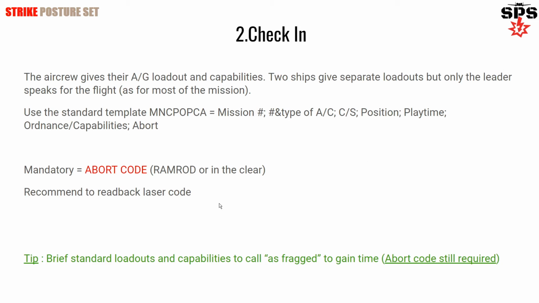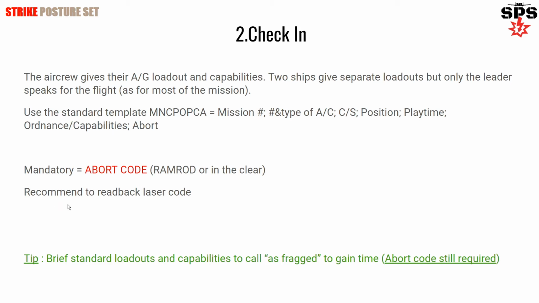And even from real life debriefing, I learned that if you mess up the abort code, if it's ramrod, if you give the wrong letter, the pilot will still abort for safety. So, which is kind of useless to use ramrod. That's why most of the time in real life we use in the clear.